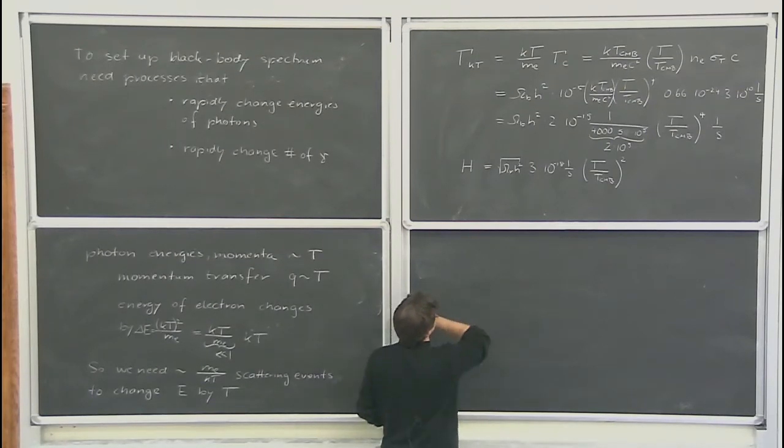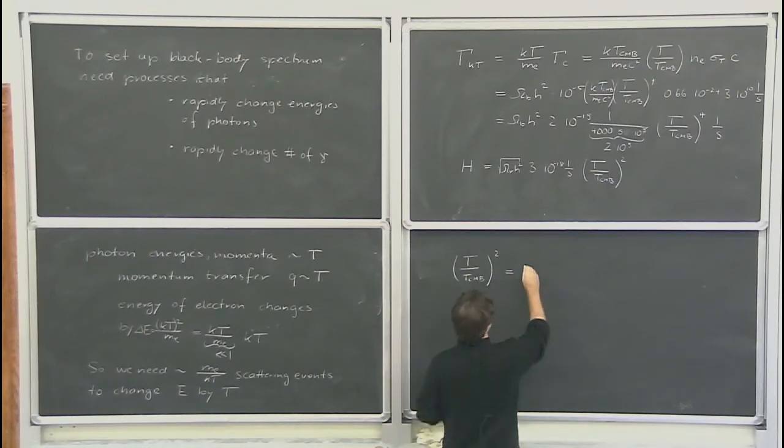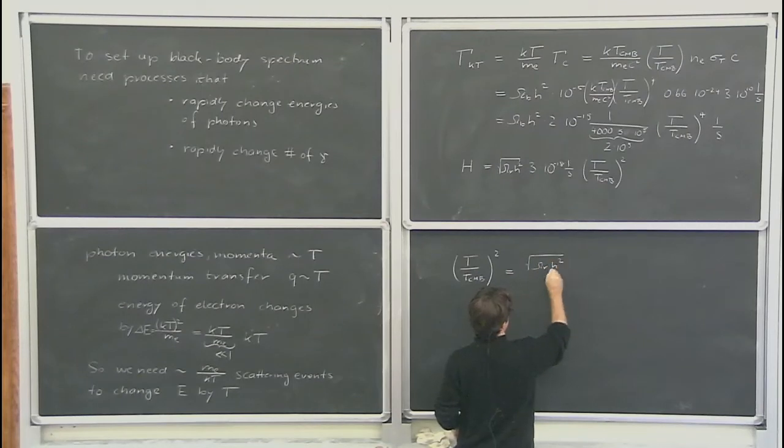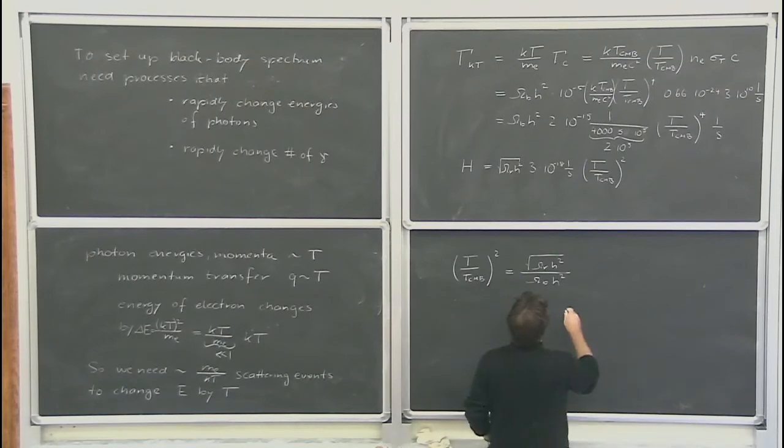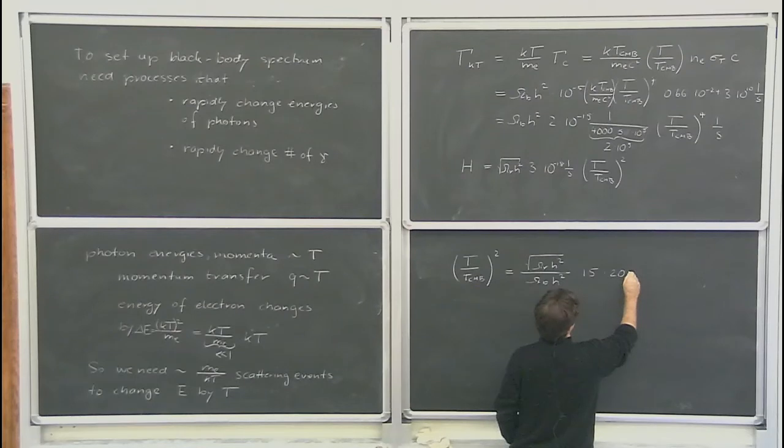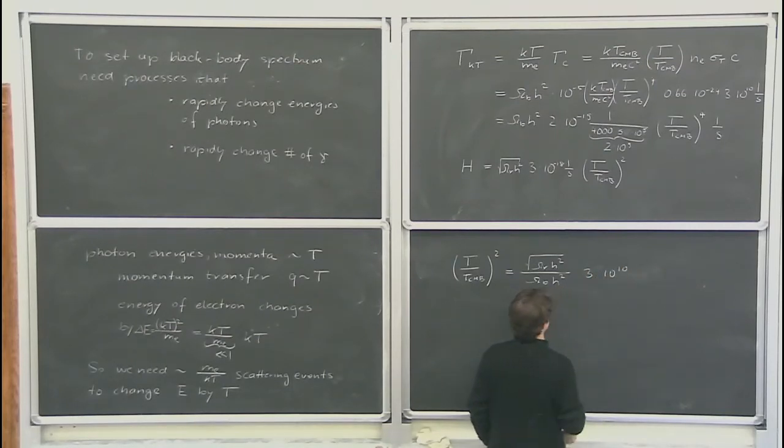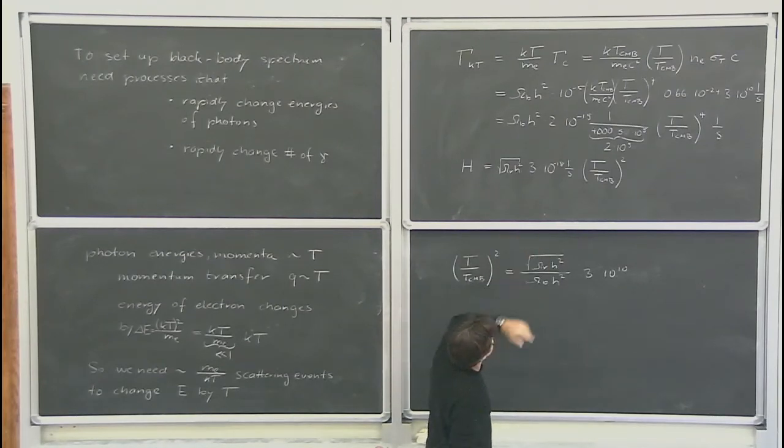So if we set them equal, we get that T over T CMB squared is equal to, and I'm keeping this piece here, omega radiation h squared divided by omega baryon h squared. And then we have this piece, 3 times 10 to the minus 18, divided by what we were calling 15 earlier. We're dividing by this, so there's a 2 times 10 to the 9. So this is 3 times 10 to the 10. Hopefully I got all the factors.